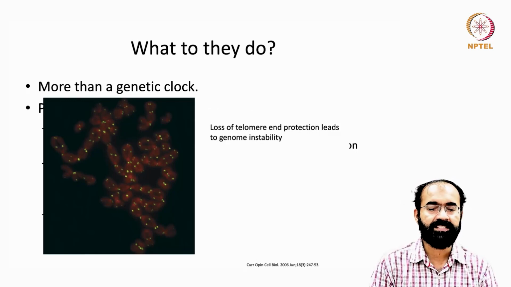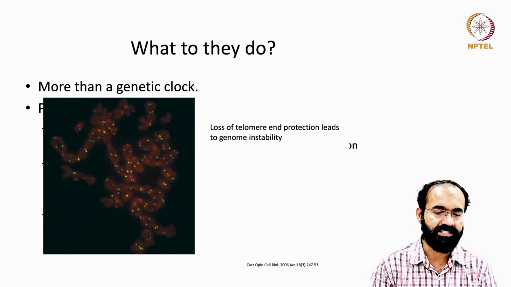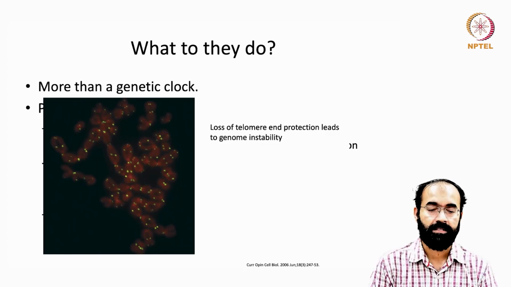So you can see here, this is a staining by fluorescence in situ hybridization of a metaphase chromosome, where you can see the yellow color dots are the telomeres.